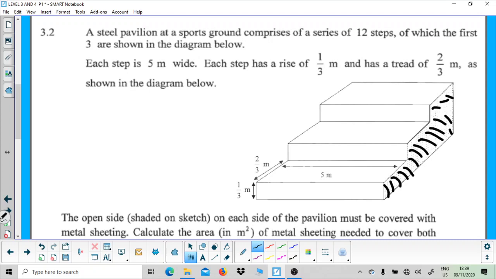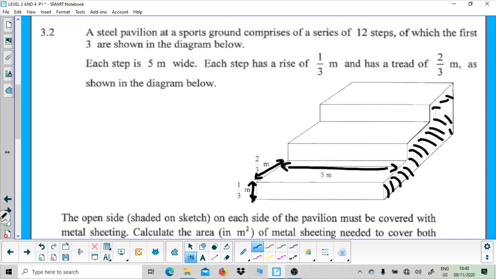So I think you read it's a steel pavilion comprising of 12 steps. First step, 3 meters. The first 3 steps are shown in the diagram. 5 meters wide. The width is 5 meters of all of them. I wonder why we even need that 5 meters. And then the 1/3 is the rise. So each one has got a rise of 1/3, and then it has 2/3, which is the tread.